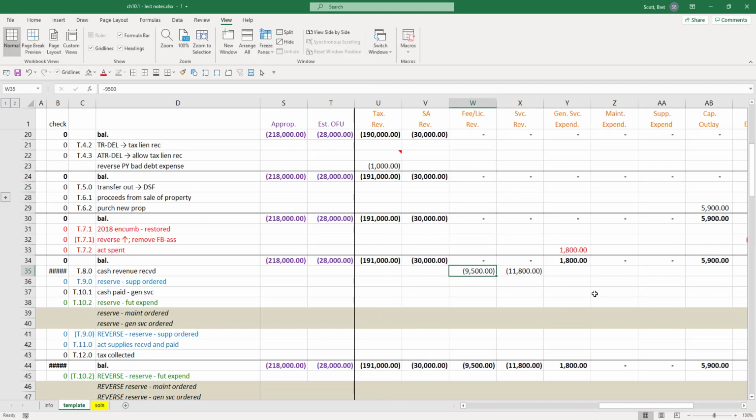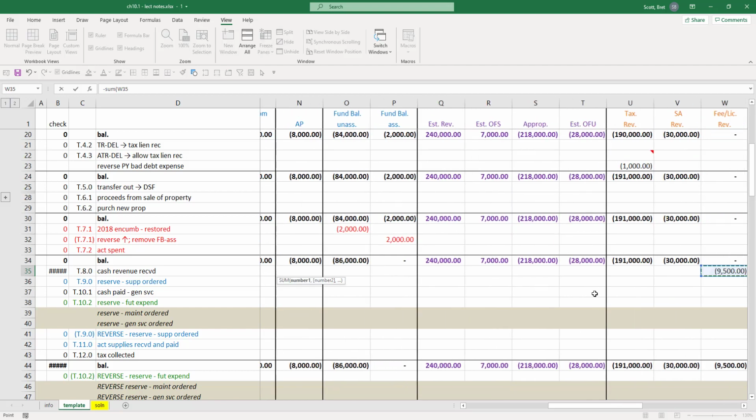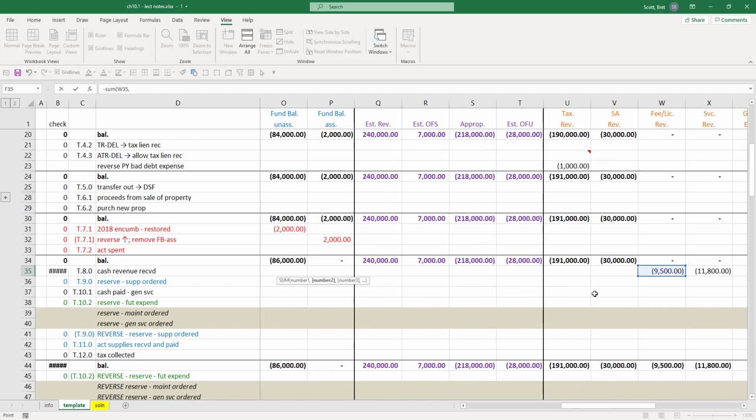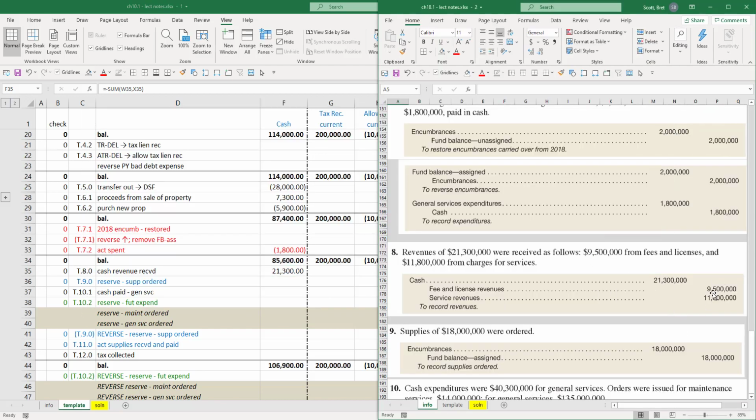There's my two credits. What do those sum up to? $21.3 million. There's my debit, 21.3 million. You can just type yours in. I'm using formulas, but you don't have to use formulas to type in this information. That's the journal entry that we see right here. So I've recorded that. That's nice.